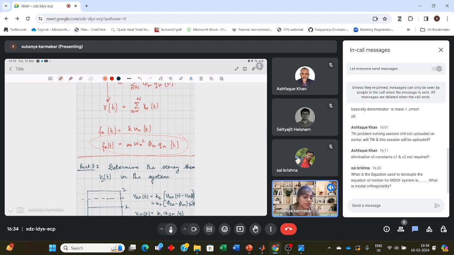We just discussed in the class what equation is used to decouple a multi-degree of freedom system. How do you go from a system where the variable is u to a system where your variable is q? You simply replace u with q times phi, right?